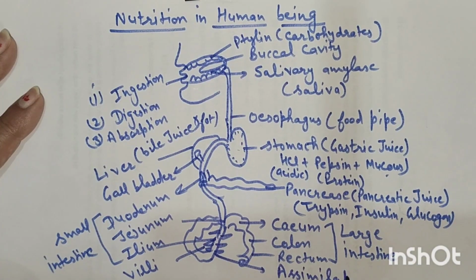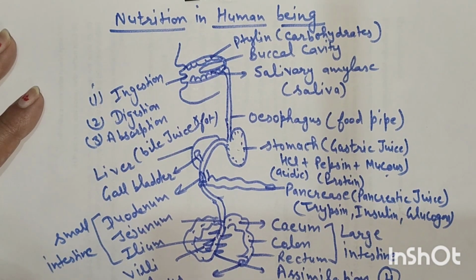Assimilation. The fourth step is assimilation. Here this absorbed food is now utilized by the body and different organs. Now undigested food is ejected out from the anus. And the last step, the fifth step, is egestion.